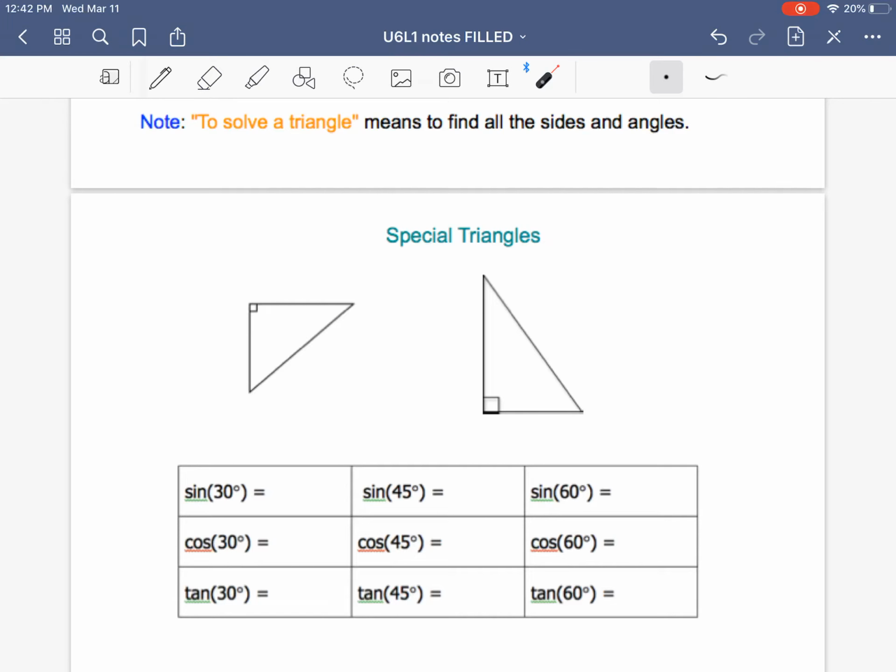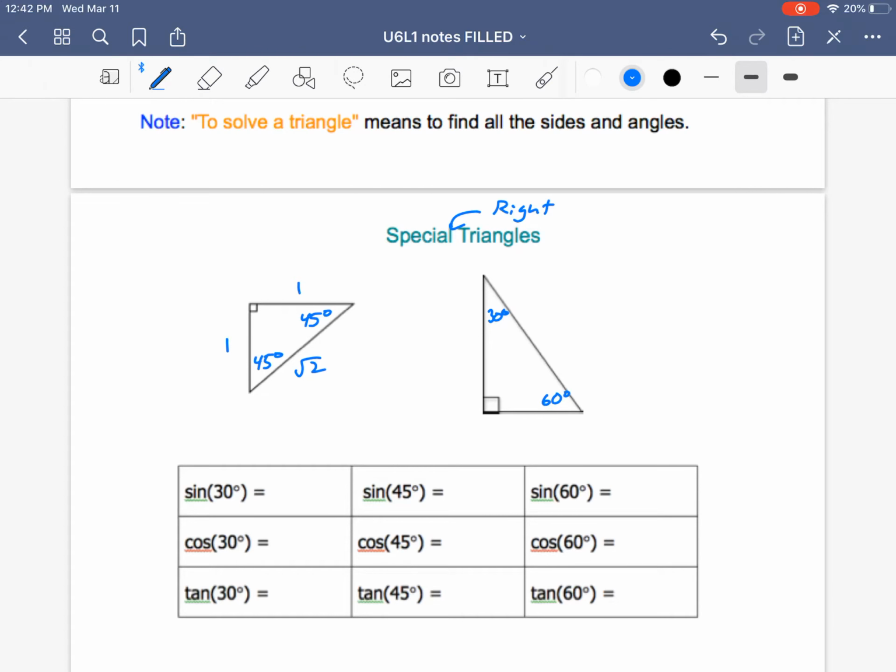Okay, special triangles. So you've got two of these. The first one is a 45, 45, 90. The second is a 30, 60, 90. So really, it's better for us to say that these are special right triangles. You've got to remember those angles, and equally as important is the ratio of the side lengths.